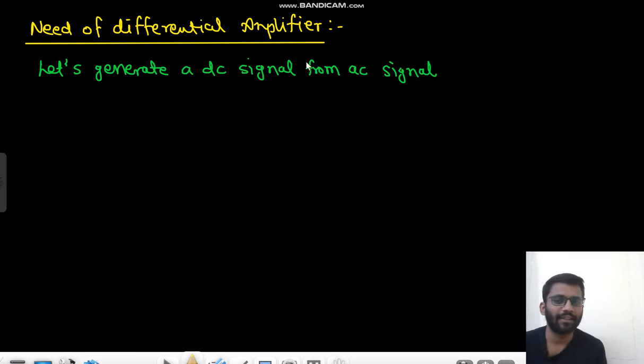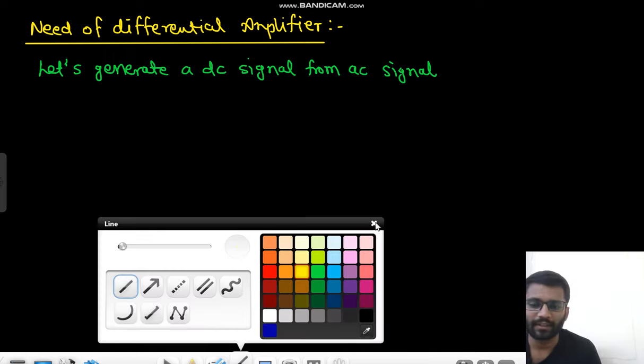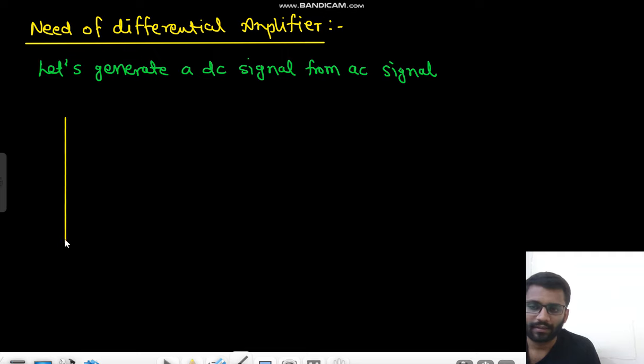So first, let's generate a DC signal from an AC signal. This is the basic thing. We have already studied in the diode circuit how to generate a DC signal from an AC signal.